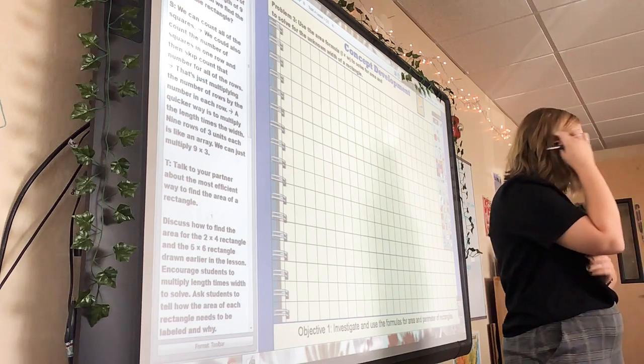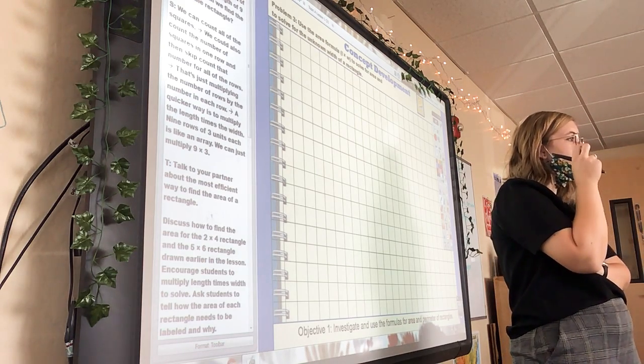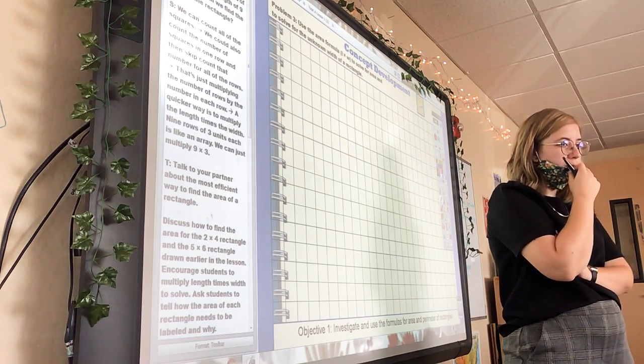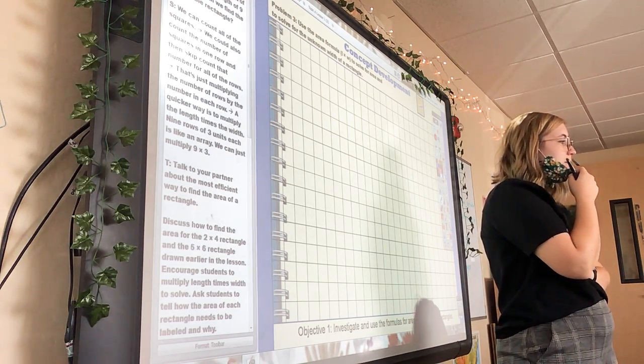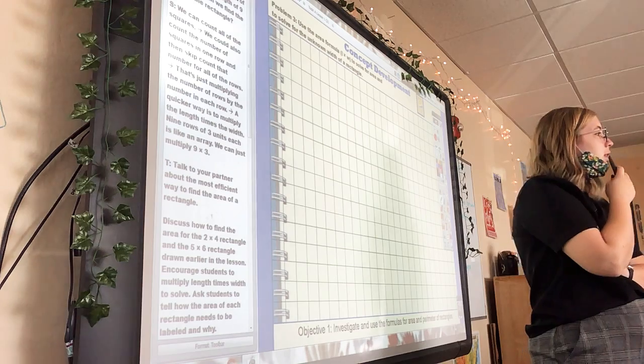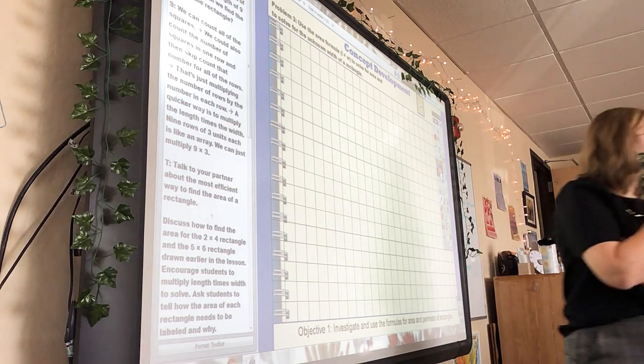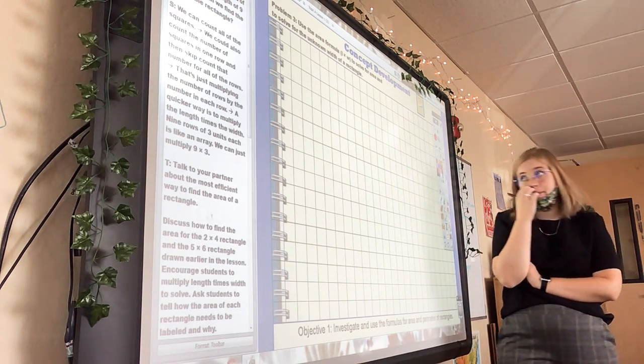Remember which one I said is typically the length. It's usually the longer one, right? So think about what's bigger, 9 or 3, and that will tell you. Okay? Try and make it a little more accurate if you can. So 9 feet long, 3 feet wide. Please make sure you label the numbers as well, okay? Label them.